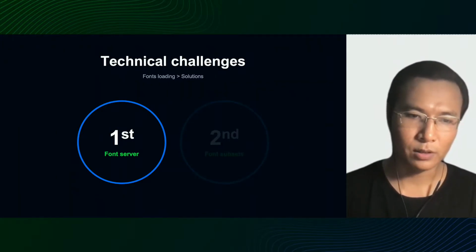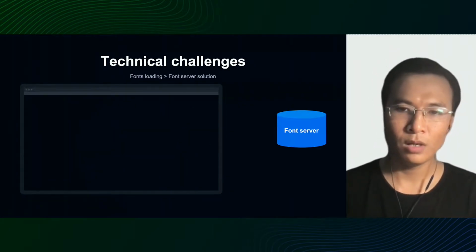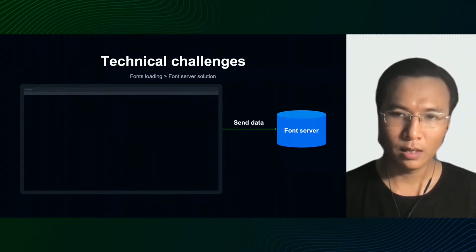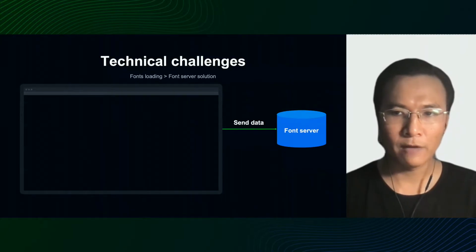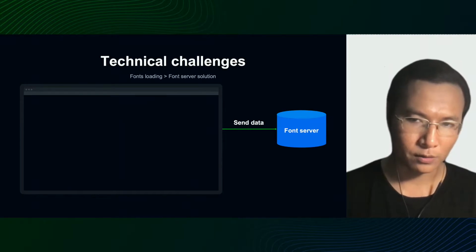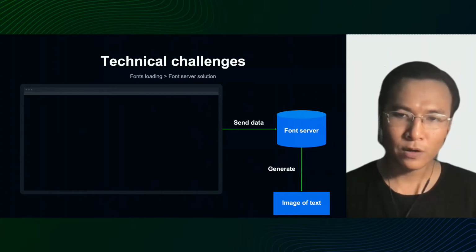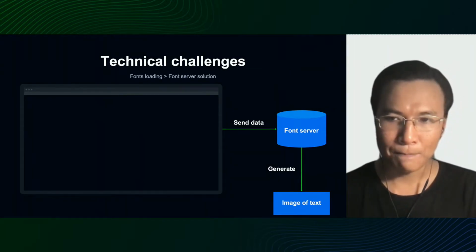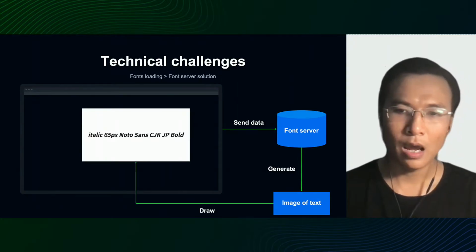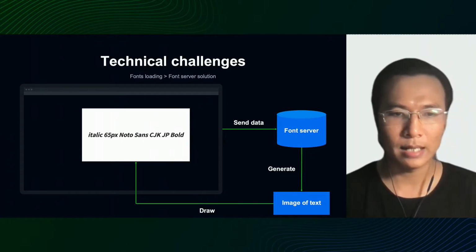We'll talk about the first solution. With the font server approach, instead of downloading a whole font file, the client-side will send the format information, including text input, font, size, style, and others, over a network to the font server. This font server will generate an image of text based on the information it received from the client-side. After generating, the font server will send that image of text back to the client to render.